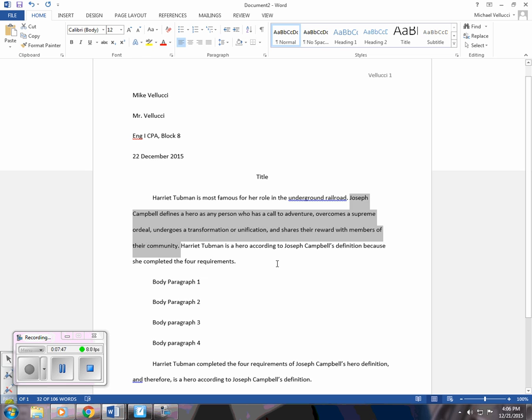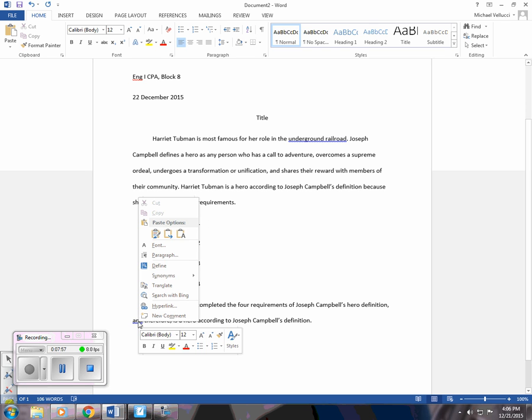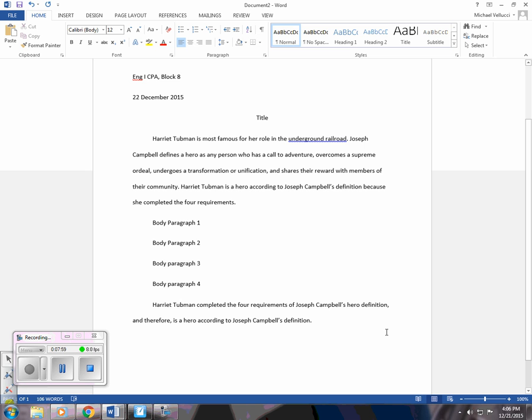Now, instead of just repeating what his definition is, this time we're going to include the examples that we used in body paragraph 1, 2, 3, and 4. So for example, Harriet Tubman had a call to adventure when her slave master died in 1849. Remember, this is information that I introduced in body paragraph 1, so I don't have to cite it again. Only use information in your conclusion paragraph that you've already cited and introduced in your body paragraphs.